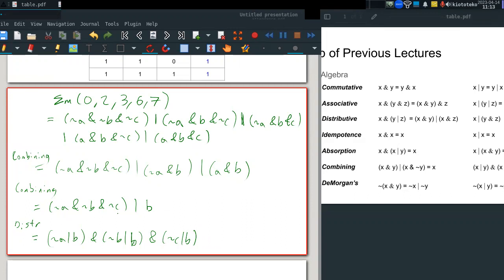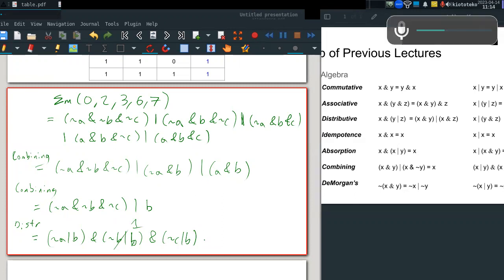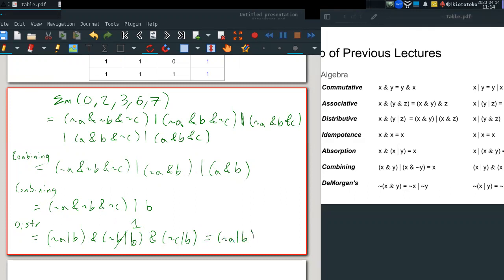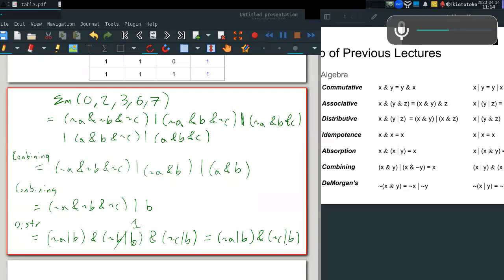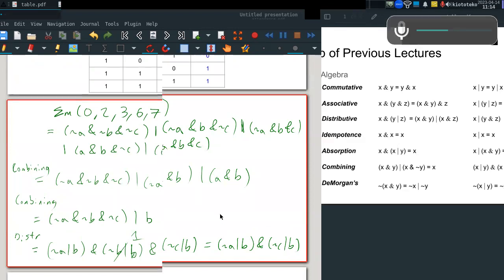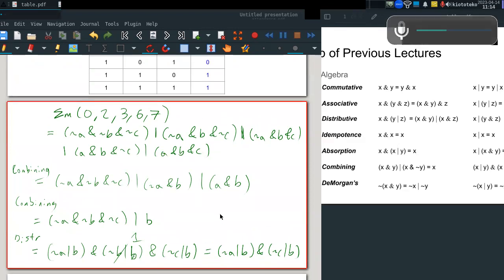Yeah, by the inverse law, this is equal to 1. And 1 and anything is anything, no? So this is equal to not A and B, and not C and B. So yeah, this is the reduced form, no? Let me just check. Yeah, okay. But you can also get the same formula by using the max terms.